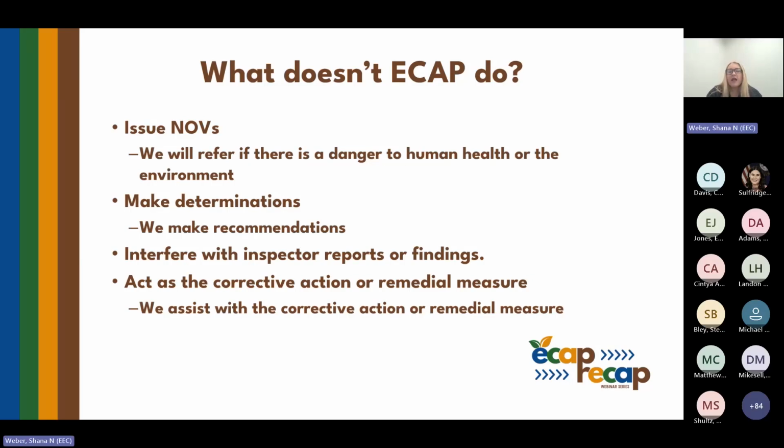And then finally, ECAP cannot act solely as a corrective action or a remedial measure following an inspection report or an NOV. I think you're going to learn a little bit more about corrective actions later on in the presentation with our guest speakers. So ECAP cannot act solely as one of those. Now, we can assist facilities to meet the requirements, but ECAP cannot be the remedial measure itself.